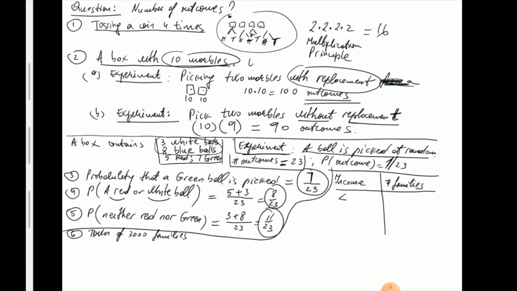So let's say less than $25,000, we have 700 families. Between $25,000 and $50,000, let's say we have 2,000 families. And greater than $50,000 income, we have only 300 families.